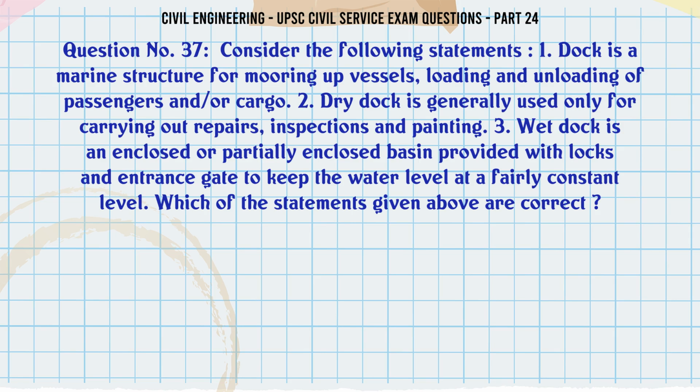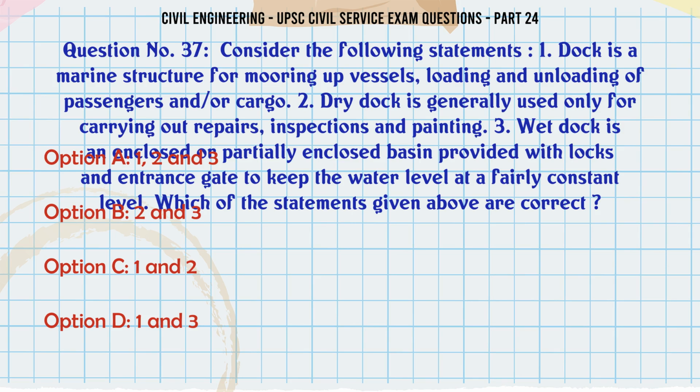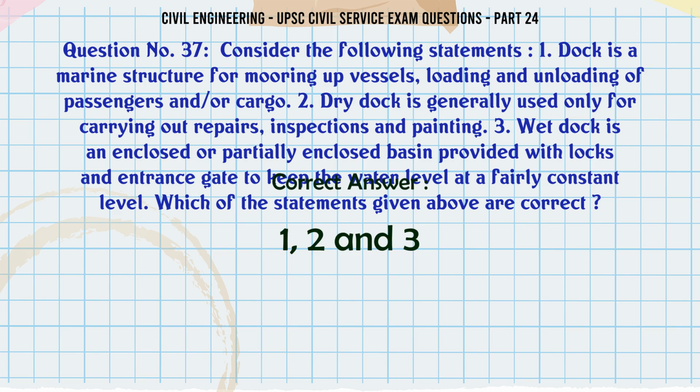Consider the following statements. 1. Dock is a marine structure for mooring up vessels, loading and unloading of passengers and or cargo. 2. Dry dock is generally used only for carrying out repairs, inspections and painting. 3. Wet dock is an enclosed or partially enclosed basin provided with locks and entrance gate to keep the water level at a fairly constant level. Which of the statements given above are correct? A. 1, 2 and 3. B 2 and 3. C 1 and 2. D 1 and 3. The correct answer is 1, 2 and 3.